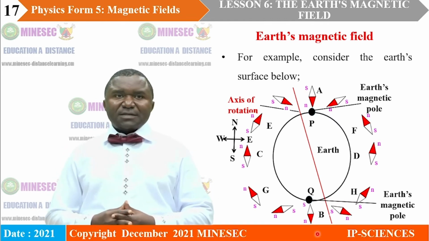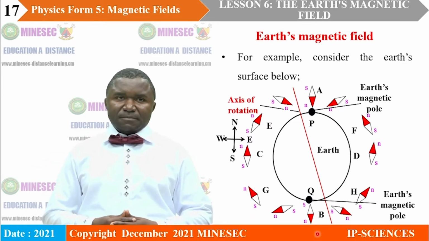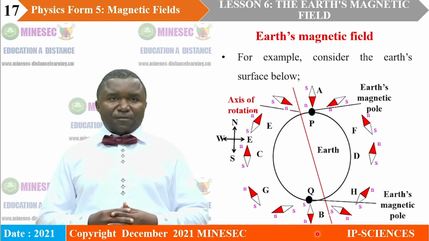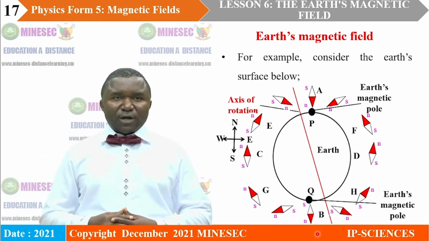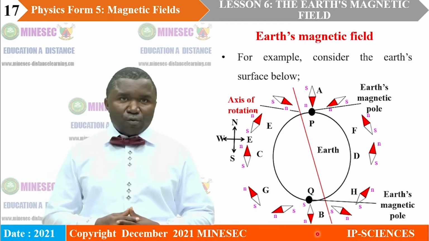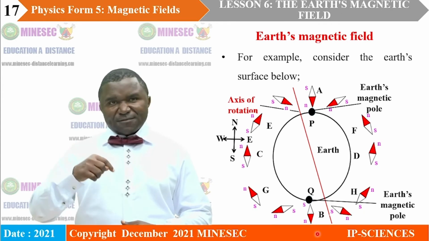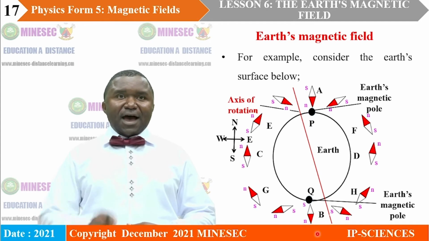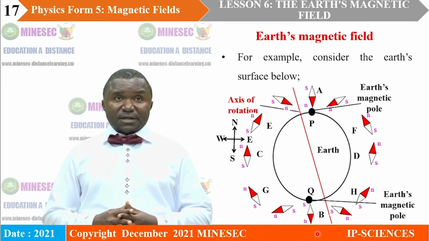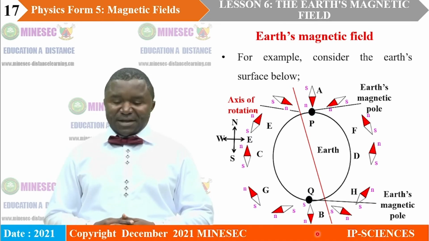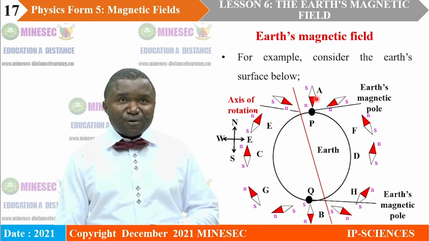But looking at our magnetic compass, if that pole in the southern hemisphere attracts the south pole of a magnetic compass, it therefore means that the pole of the Earth located in the southern hemisphere is the north pole. And therefore, the magnetic north pole of the Earth is found in the southern hemisphere, and the magnetic south pole of the Earth is found in the northern hemisphere, since it attracts the north pole of a magnetic needle.